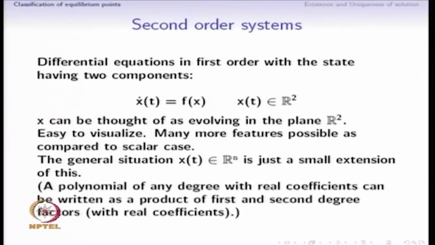Why is it only a small extension? Because a polynomial of any degree with real coefficients can be written as a product of only first and second degree factors, if we want the coefficients to be real, that is.